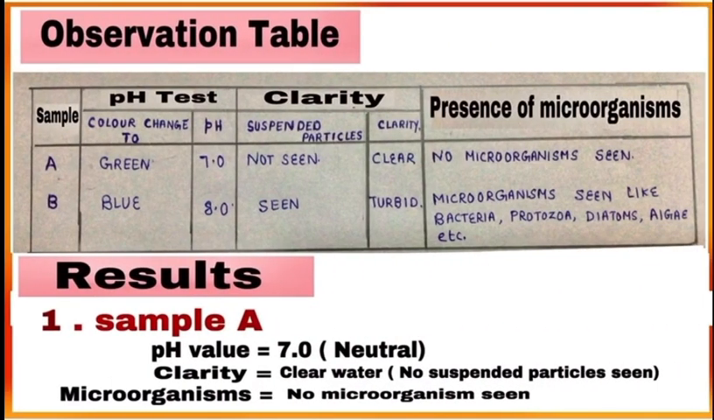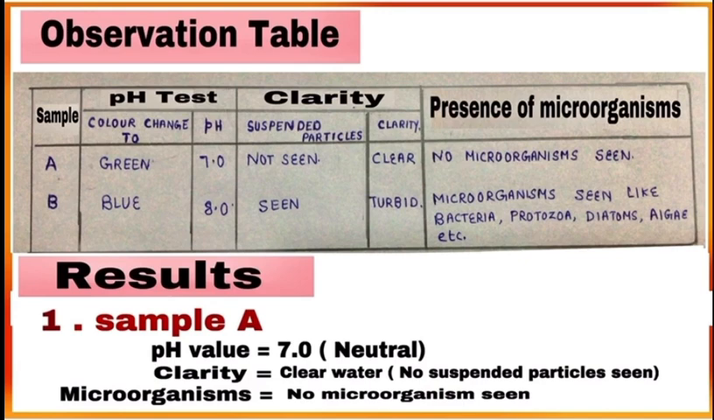This is the observation table. Write whatever you have noted for pH test, clarity and presence of microorganisms for both samples of water A and B. Then write the results.